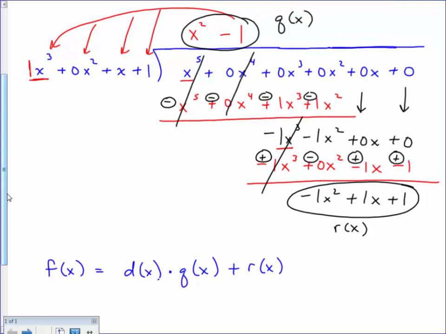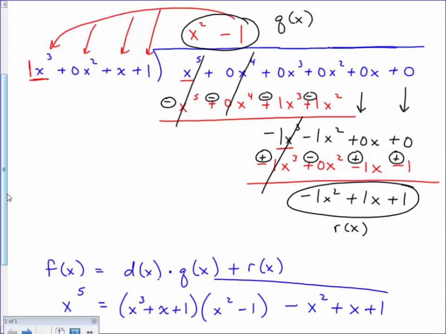F of x was originally x to the fifth. D of x, now I don't have to write the placeholders in my divisor when I'm writing down my answer. D of x was x cubed plus x plus 1. So I can write just that without the placeholders that I used when I did my division. My quotient is x squared minus 1. And then my remainder, notice that the first sign on the remainder is a negative, so I could actually just write negative. I don't have to write the ones, so negative x squared plus x plus 1. And then this would be my answer.